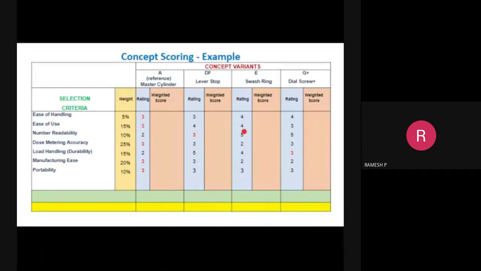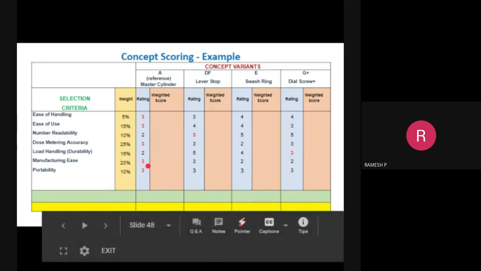Okay. So now consider ease of handling for the master cylinder, you are about to provide the rating of 3. For ease of use, you are about to provide the rating of 3. For number readability, it is 2. For dose metering accuracy, it is 3. For load handling, it is 2. Manufacturing, it is 3. Portability, it is 3.